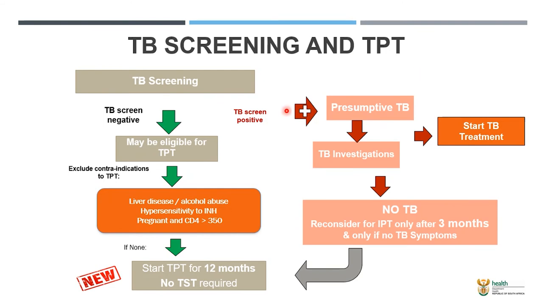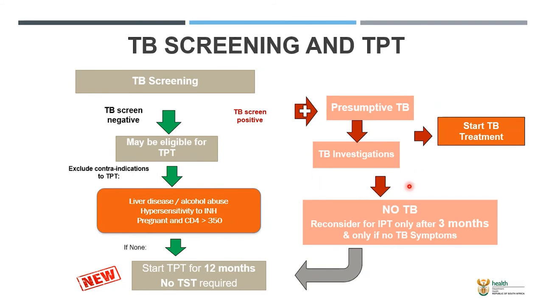When we have a presumptive TB symptom screen and we do our TB investigations, and if those investigations are positive, so we get a GeneXpert that comes back positive, rifampicin susceptible, we would start them on DS-TB.